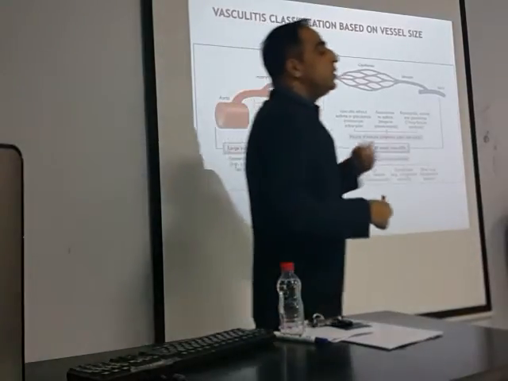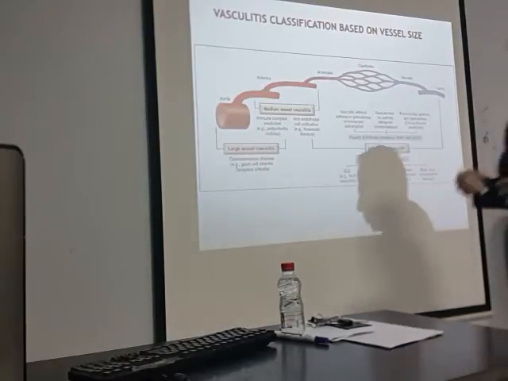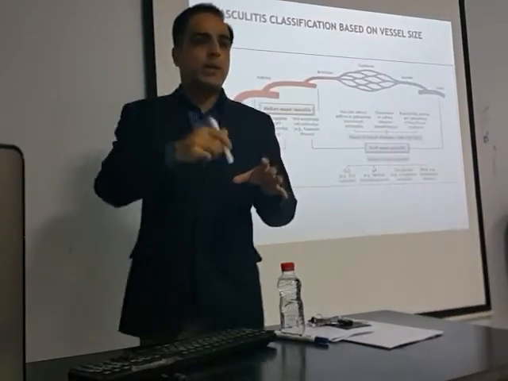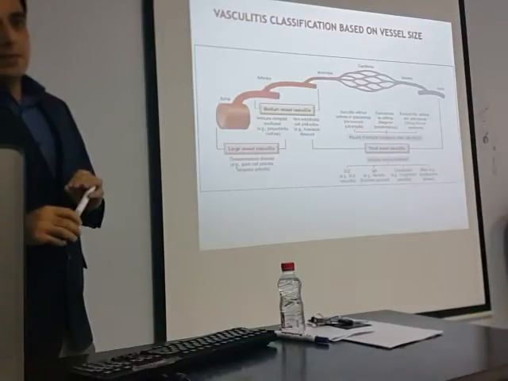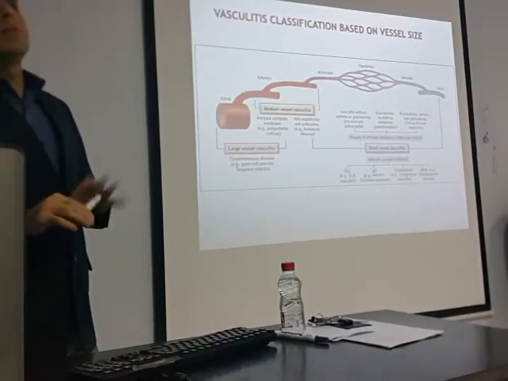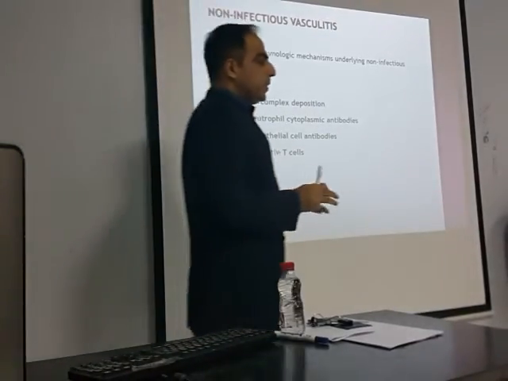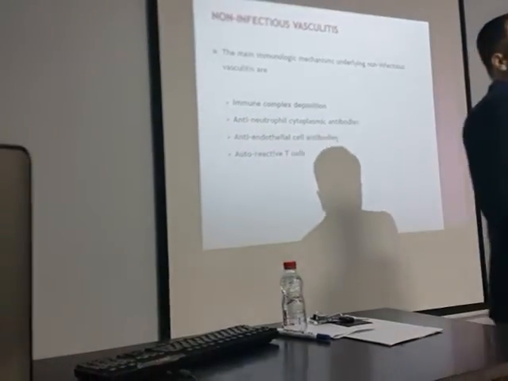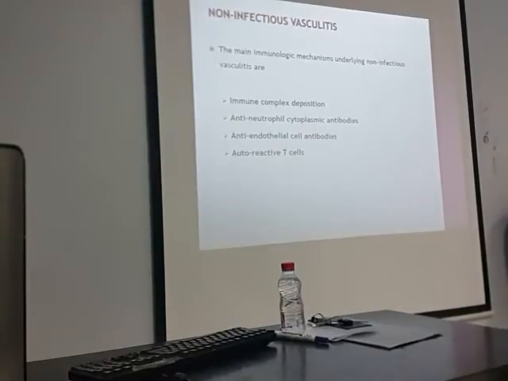For immune complexes, you need to have the antibody first. Antibody is there, only then it will combine with the antigen. And whether this antigen will be circulating or in situ: circulating, it will circulate and then deposit; in situ, it is already present in the vessel wall and the antibody attacks it. Is it clear? Yes. So large vessel, medium vessel and small vessel. Clear? Now, broadly speaking, we divide the vasculitides into two parts: one is non-infectious vasculitides, another is infectious vasculitides.